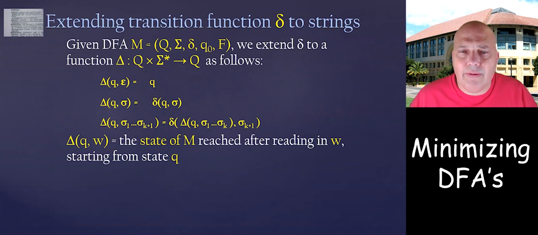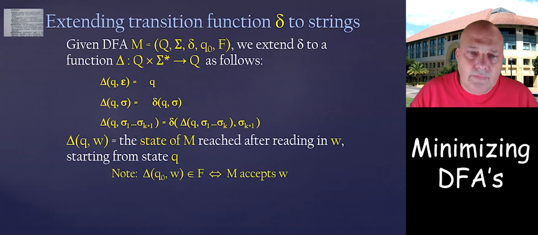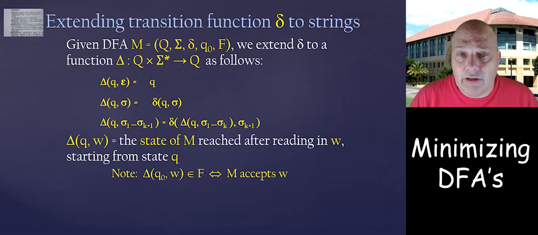So delta of Q and W is the state of M reached after reading W starting from the state Q. With this notation, we have that delta of Q0 and W is an accept state if and only if M accepts W. Because delta of Q0 and W being an accept state means that when you start at Q0 and read W, you reach an accept state. And this is exactly the definition of accepting the string W.